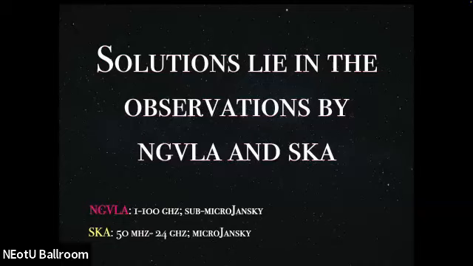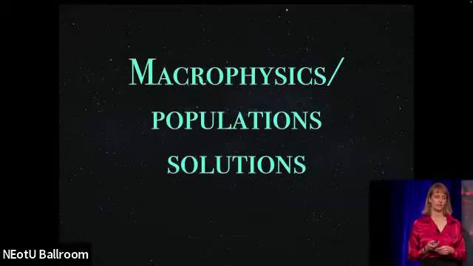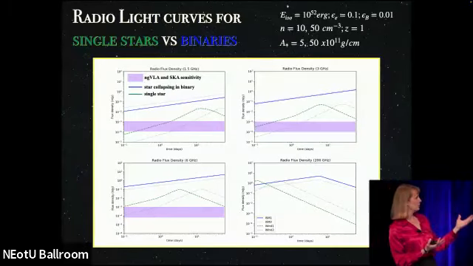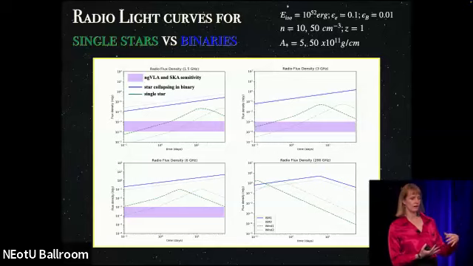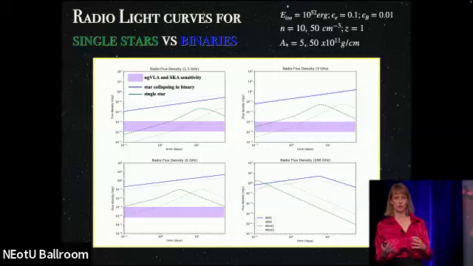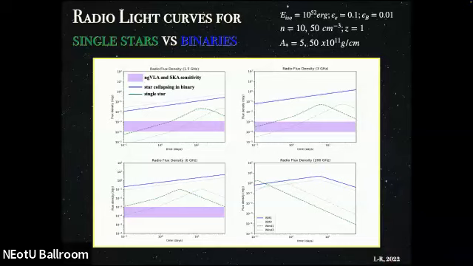All of this, the modeling is super fun, but it means nothing if we can't make it make sense with what we observe. So the solution really lies in the observations by ngVLA and SKA. And in terms of the macrophysics, populations and solutions, this is showing predicted light curves. The blue is from a star collapsing in a binary system, and the green is from a single star, in the radio at different bands: 1.5 gigahertz, 3 and 6 gigahertz. And the band shows roughly, it's very rough, I just drew a straight line, the sensitivity of ngVLA and SKA. So we'll be able to distinguish between these models and test this.